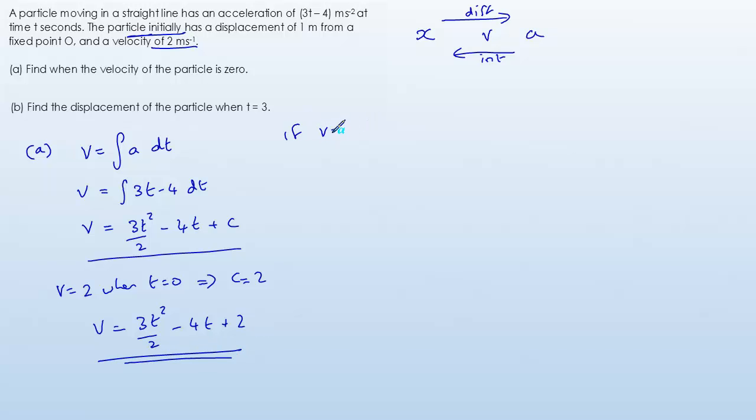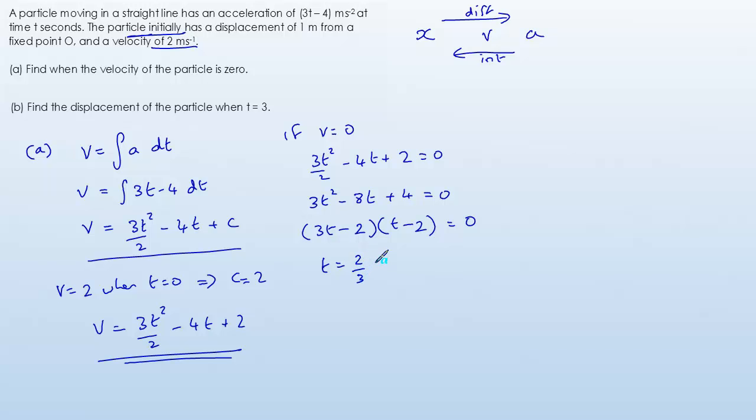Now, if v equals 0, 3t squared over 2 minus 4t plus 2 is equal to 0. So 3t squared minus 8t plus 4 is equal to 0. Let's see if we can factorize that. So 3t and t. If we have 2 and 2, and those are both minuses, well, that does the trick. So we get t is equal to 2/3 of a second, or t equals 2 seconds.